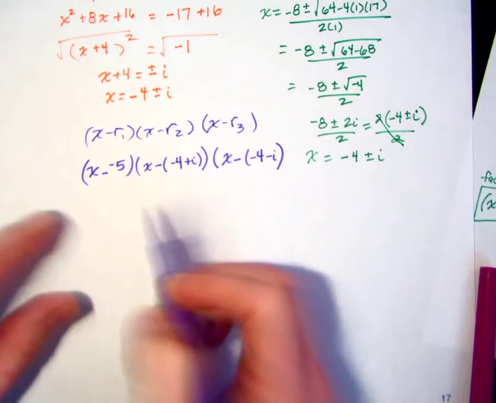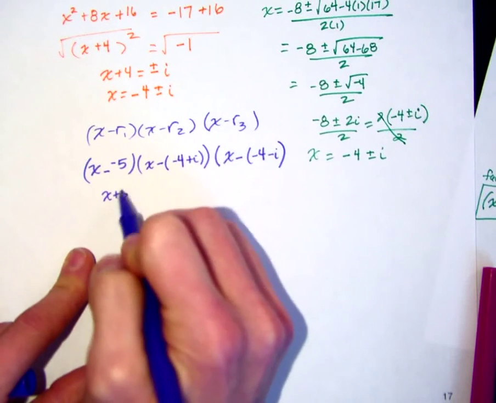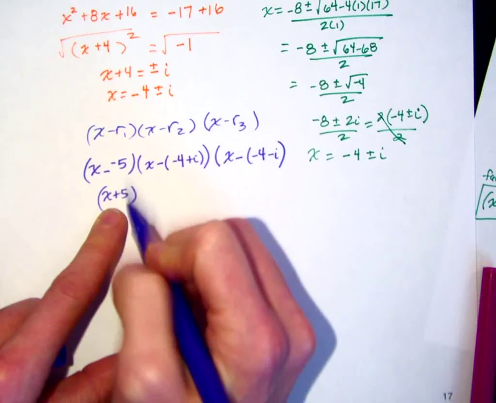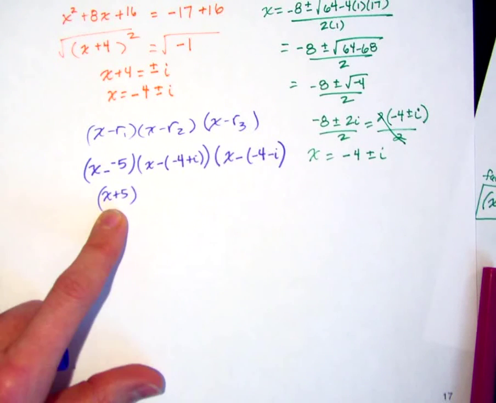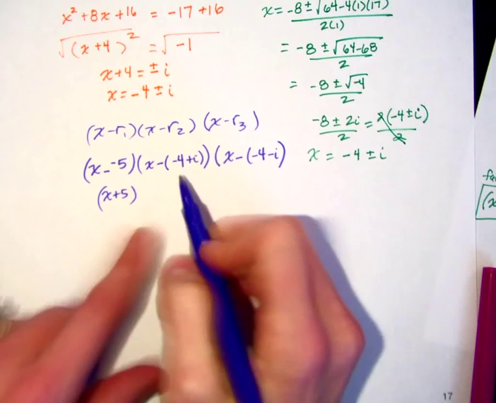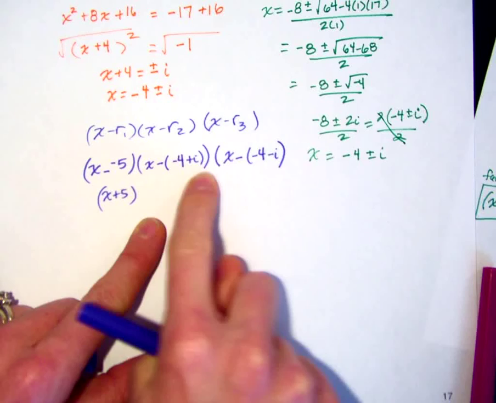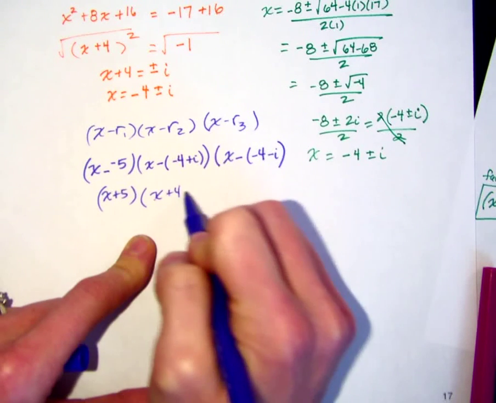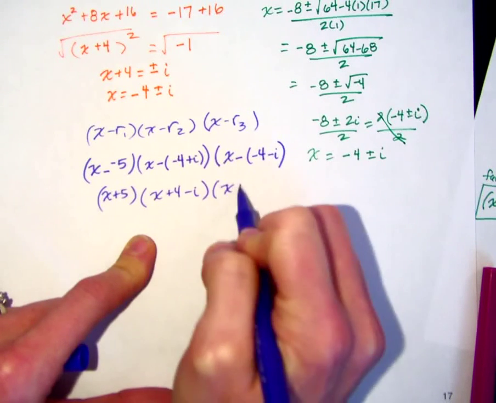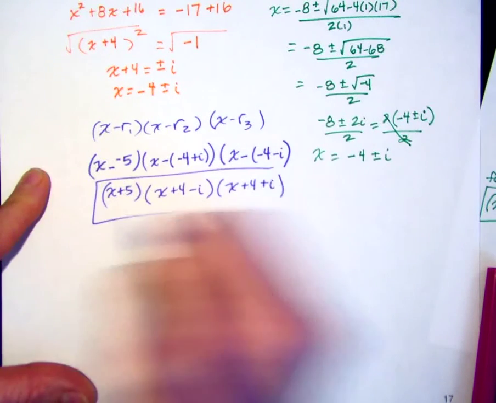So now we just need to distribute our negatives. This becomes x plus 5, which we usually do in our head. Generally, we don't write x minus negative 5. You guys know, if the root's negative 5, the factor is x plus 5. But I wanted to show this just to emphasize it. If you have a binomial root, you want to distribute. So this becomes x plus 4 minus i, and then x plus 4 plus i, and this is completely factored.